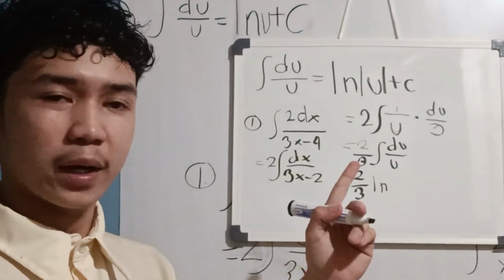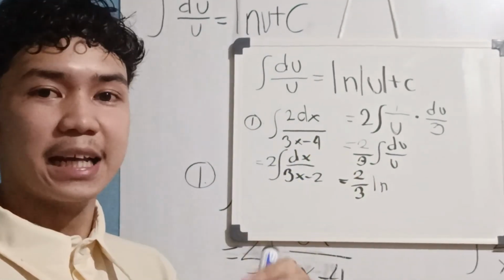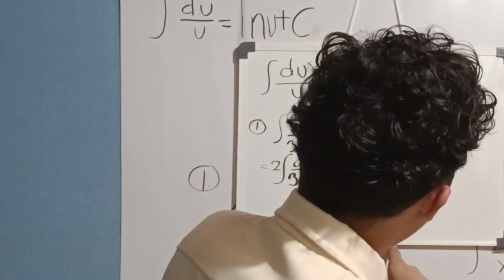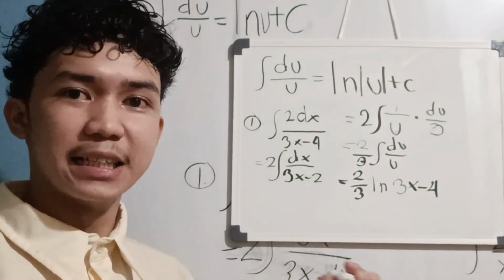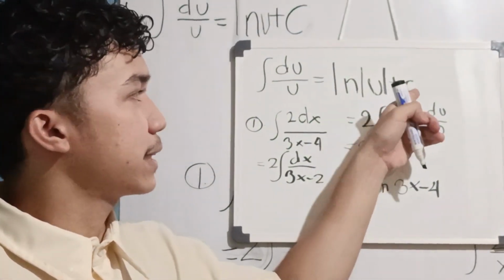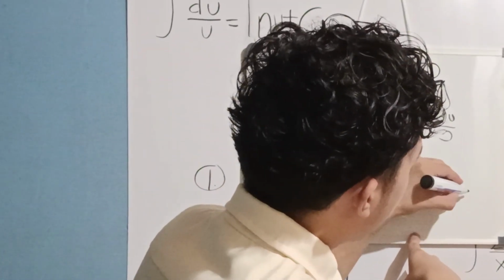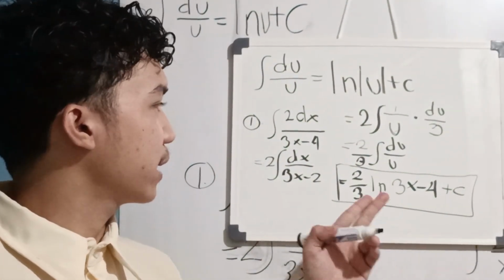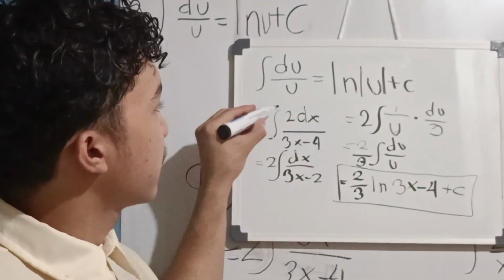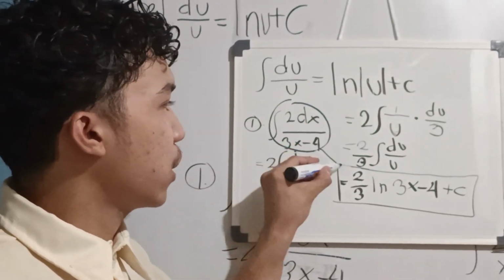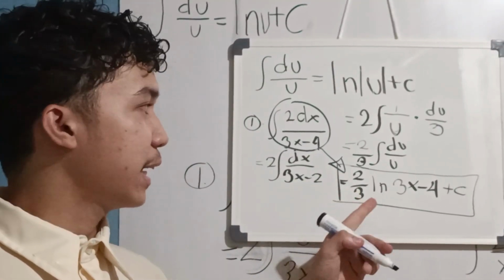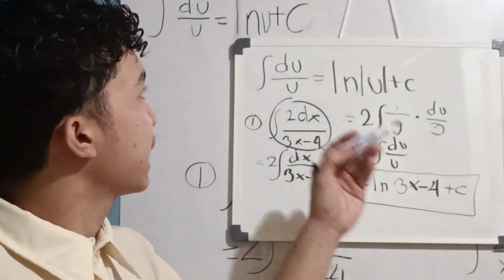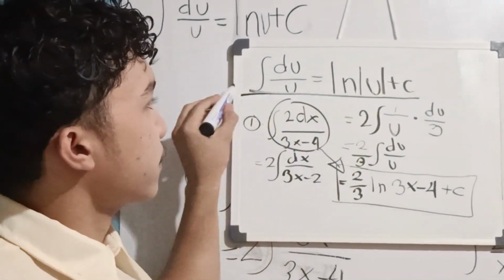Since we have the value of u, which is equal to 3x minus 4, now let's substitute the value of u. And we will have 2 over 3 ln 3x minus 4. And since it is an integration function, let's not forget the plus c. We have now the integral of 2 dx all over 3x minus 4, which is 2 over 3 ln 3x minus 4 plus c. So that's how we use this formula.